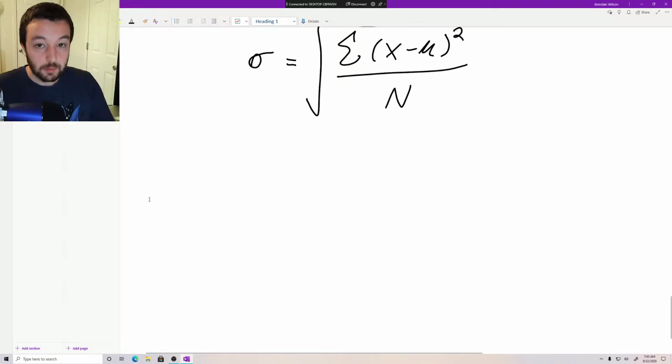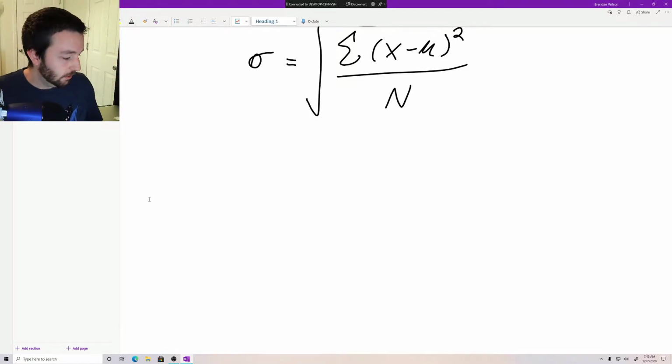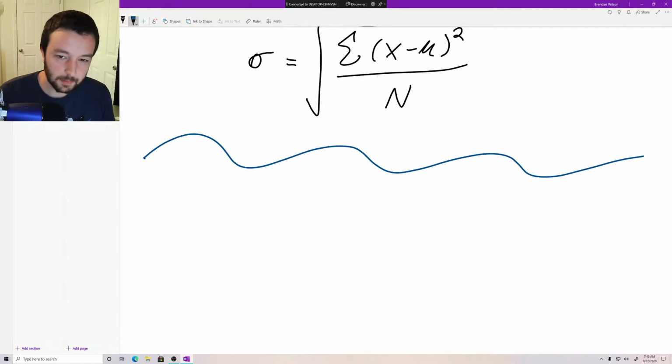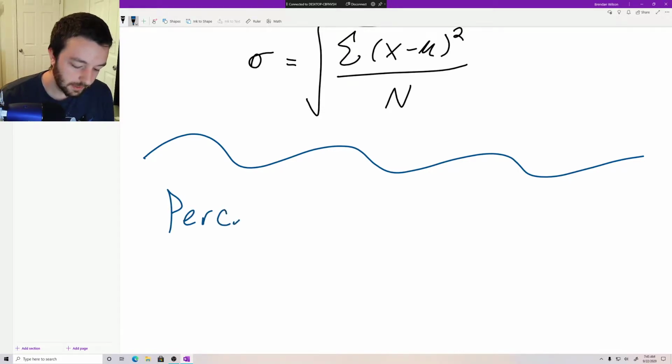So there's only a little bit more to talk about in 2.3. We're not going to go into too much detail with the rest of it. We're not even going to look at really any more formulas. We're just going to kind of talk about the concepts. Okay, so this section is called percentiles.